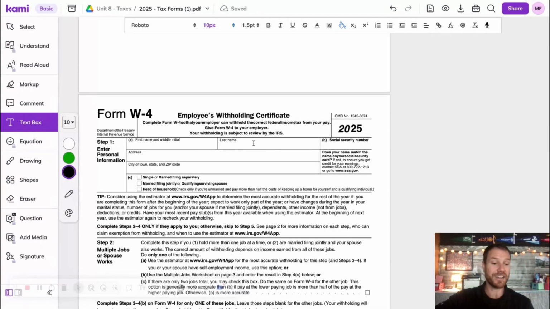So now in this case, I owe a big chunk of money. I don't want to have to pay that big chunk of money next year. So instead, I want my employer to take more money out every single month from my paychecks. And so I would go into my employer's human resources department and I would tell them, hey, can I get a W-4 form so that I can fill it out and make an adjustment? Well, in this case, this is the W-4 form. I would put in my first name, my last name, my address.